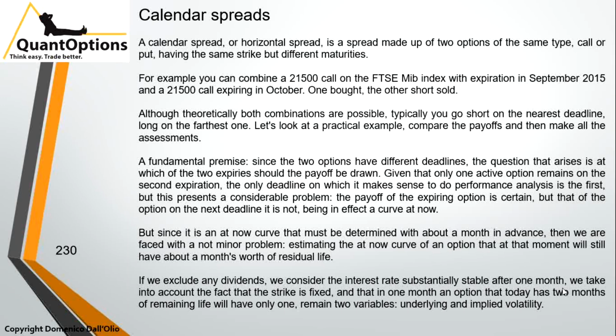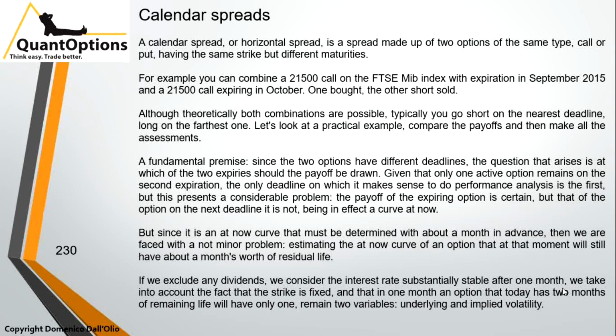Let's look at the practical example, compare the payoffs, and then make all the assessments. A fundamental premise: since the two options have different deadlines, the question that arises is at which of the two expiries should the payoff be drawn? Given that only one active option remains on the second expiration, the only deadline on which it makes sense to do performance analysis is the first. But this presents a considerable problem.